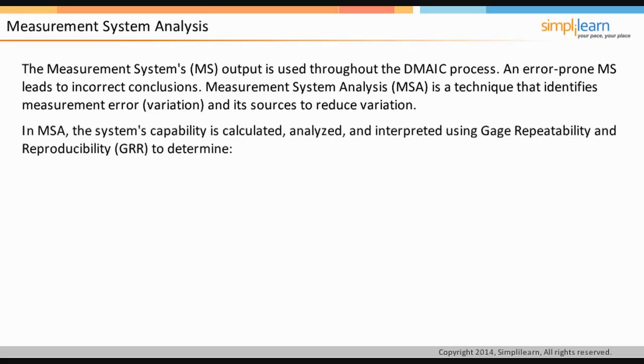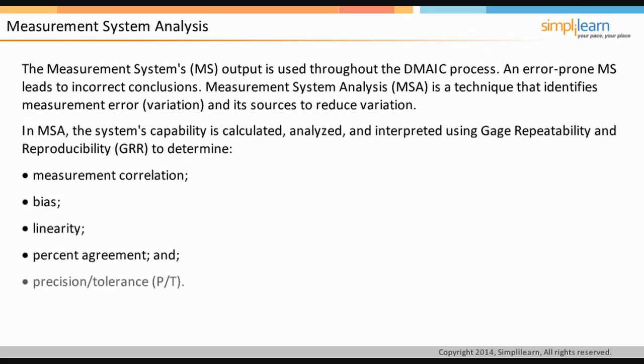Measurement system analysis, or MSA, is a technique that identifies measurement error or variation and sources of that error in order to reduce the variation. It evaluates the measuring system to ensure the integrity of data used for analysis. MSA is therefore one of the first activities in the measure phase. The measurement system's capability is calculated, analyzed, and interpreted using gauge repeatability and reproducibility to determine measurement correlation, bias, linearity, percent agreement, and precision or tolerance. Let us discuss the objectives of MSA in the next screen.